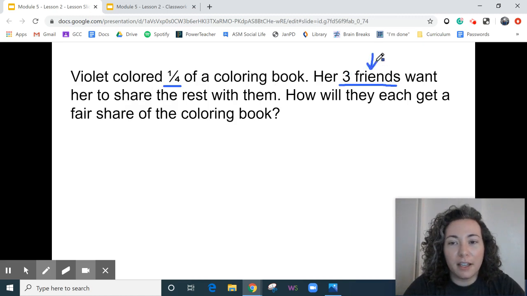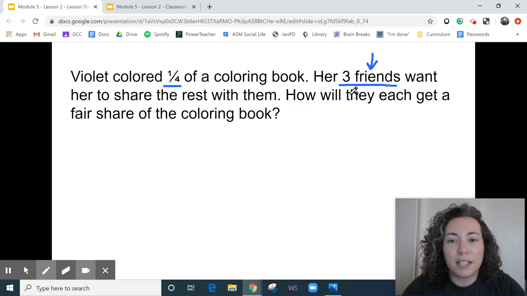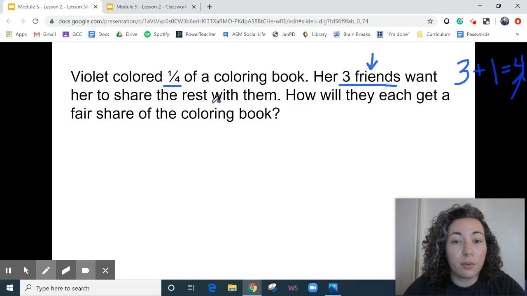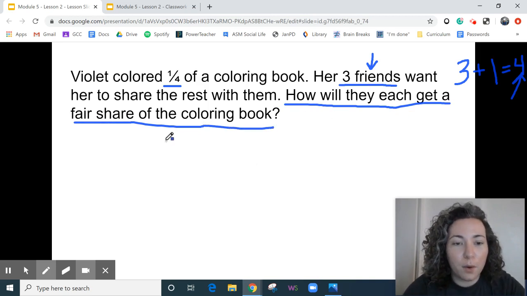So it says her 3 friends. So I'm thinking of Violet's 3 friends plus her. So altogether, we're talking about 4 people. Okay, so I'm going to keep that in mind as I'm reading the rest of my problem. So her 3 friends want her to share the rest with them. How will they each get a fair share of the coloring book? Okay, so we've already figured out there are 4 people. I'm going to put 4P for 4 people. And Violet already colored 1/4 of a coloring book.